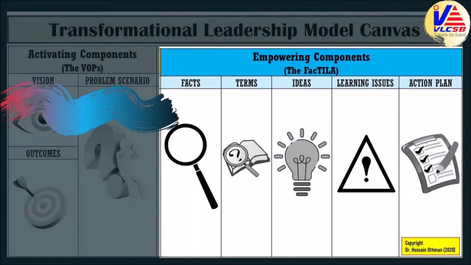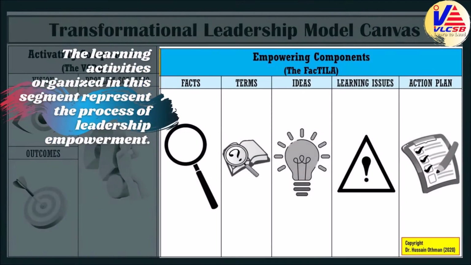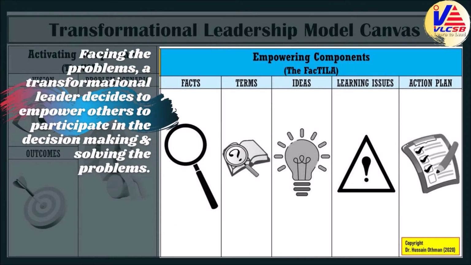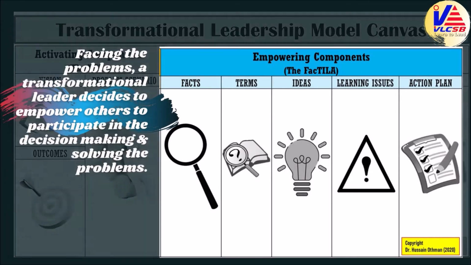The empowering components, the FACTILA. The second segment is the empowering components. The learning activities, organized in this segment, represent the process of leadership empowerment. Facing the problems, a transformational leader decides to empower other leaders in the leadership circle, as well as followers, to participate in the decision-making and solving the problems.